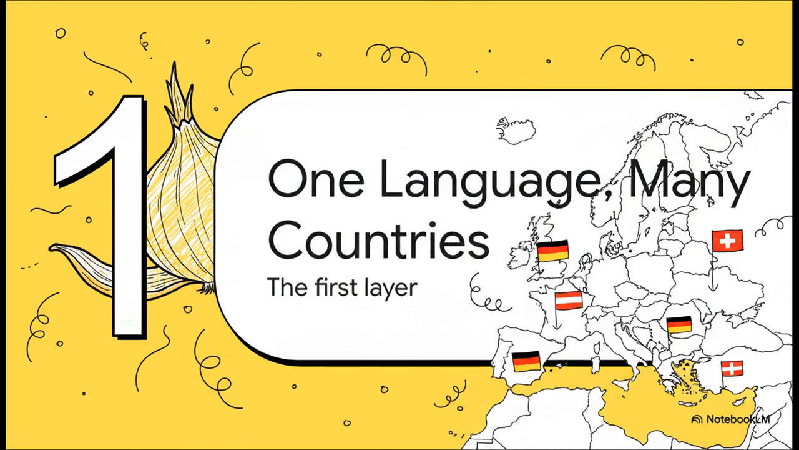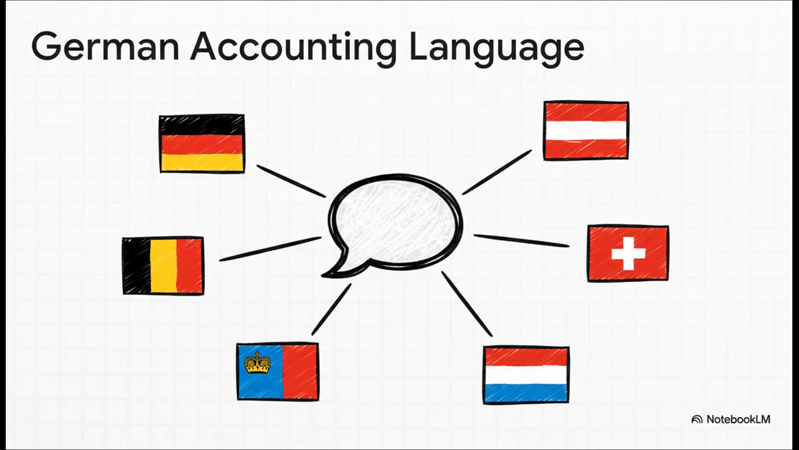The very first layer of complexity you hit is realizing that German isn't just one place. When you hear German, you probably think of Germany. But German is an official language for accounting in at least 6 different countries. Each one is its own distinct market, with its own rules, its own culture, its own way of doing things. You just can't use a one-size-fits-all approach.